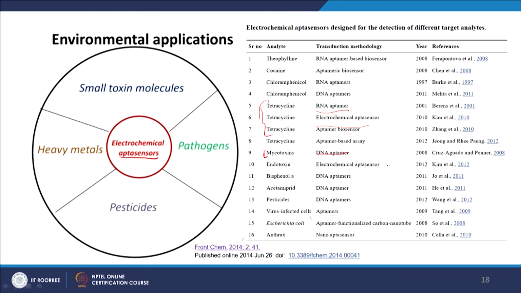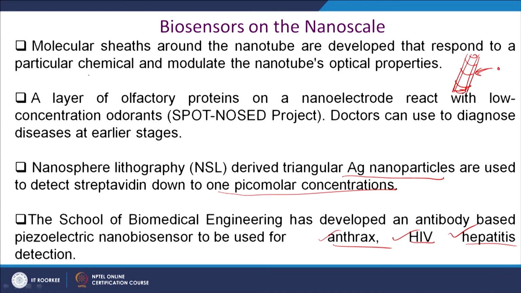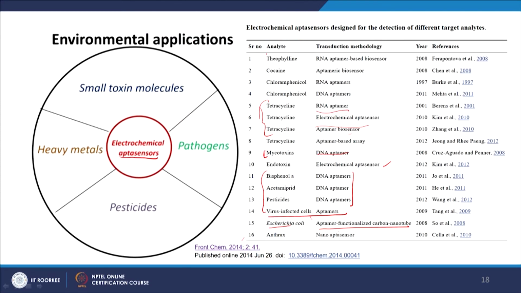For endotoxins we have an electrochemical based aptasensor. For bisphenol A, acetamiprid and pesticides we have DNA based aptamer sensors. For virus infected cells we use aptamers. For E. coli we have aptamer functionalized carbon nanotubes. So remember the nanotube based sensors that we learned here. And for anthrax we have a nano aptasensor.